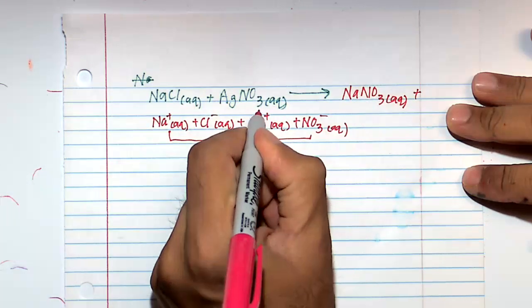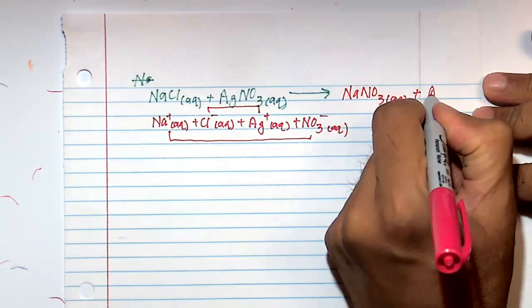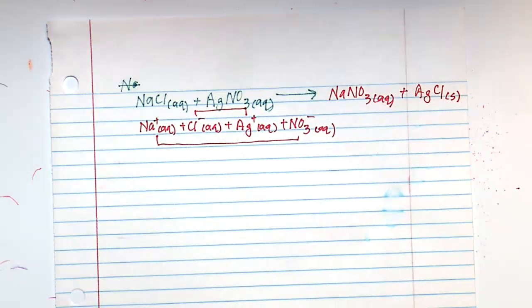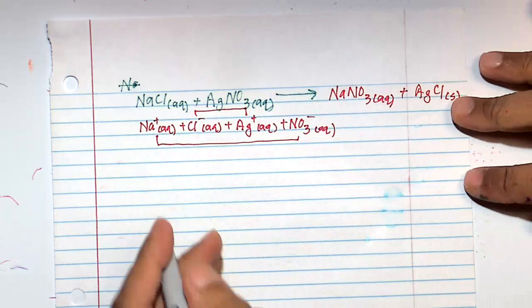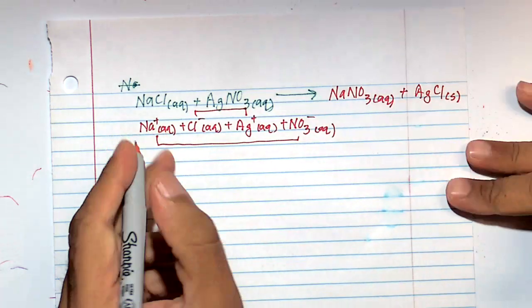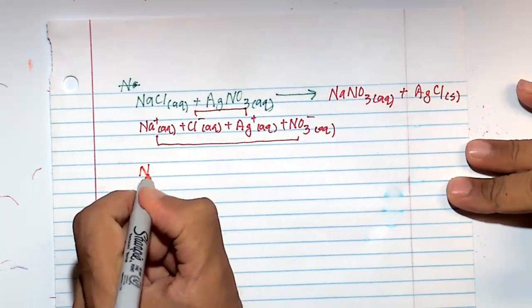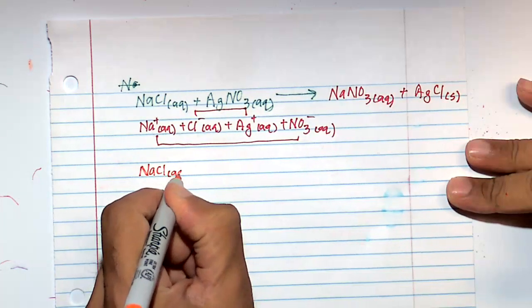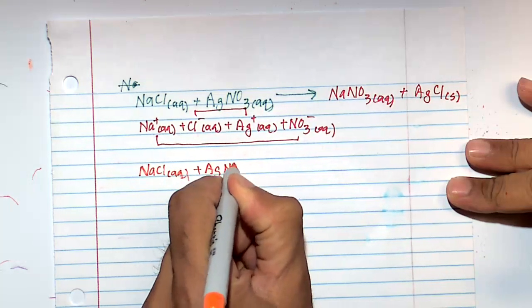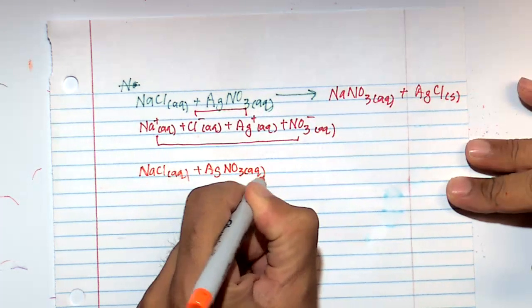But if you look at your solubility table, you'll find that silver chloride, like you did in the lab just now, is insoluble, so it will precipitate out. All right, so let me rewrite this double displacement reaction. The molecular equation, not the net ionic equation, is this.